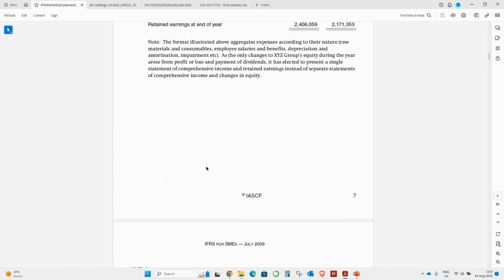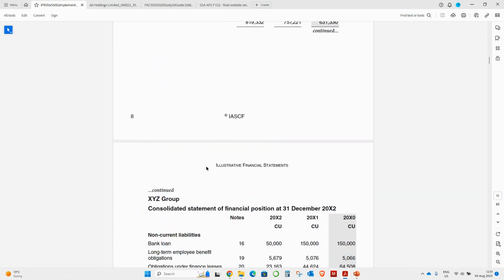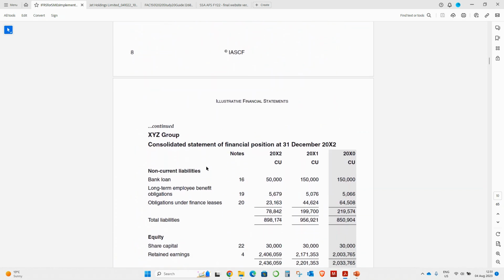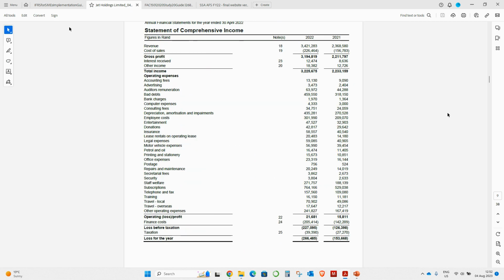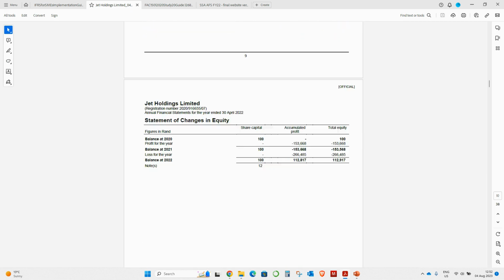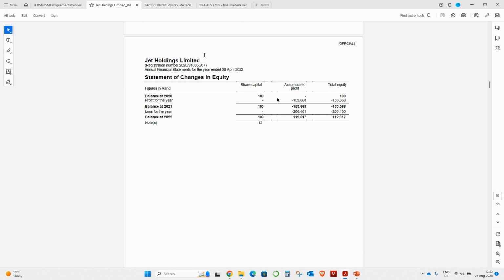And then on this example here, they don't have a statement of equity, but I do have an example of it. Let's just open this one. This is just an example. It's a dummy. It's dummy figures. So I just call it Jet Holdings, whatever. So here's a statement of changes in equity. This is what it looks like.